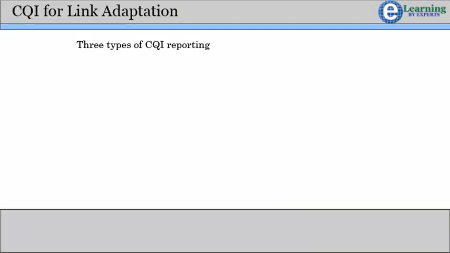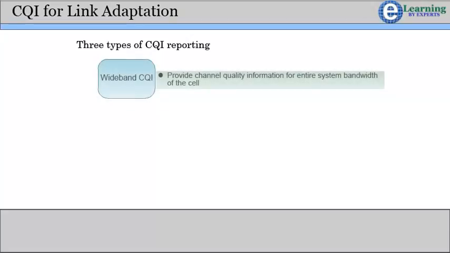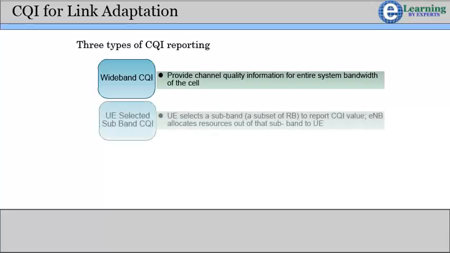EUTRA supports 3 types of CQI reporting, and the UE can be configured in any of the 3 types. 1. Wideband CQI, used to provide channel quality information for the entire system bandwidth of the cell. 2. UE selected subband CQI.